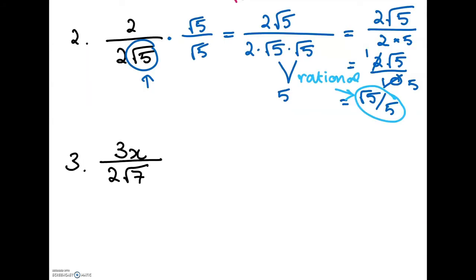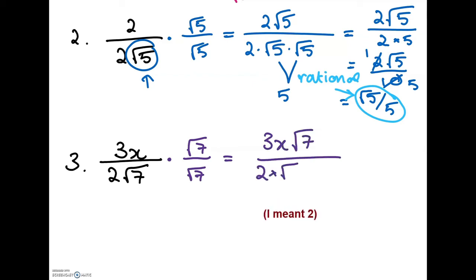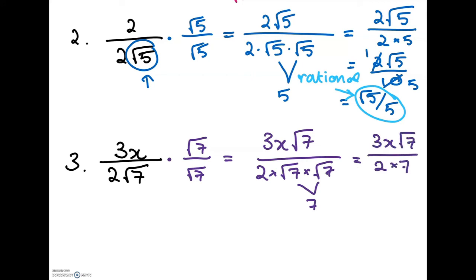So now let's try our last question. We have 3x over 2 times square root of 7. First step, as I said, is to multiply the top and the bottom by your radical, so square root of 7. When you multiply the top, you're going to get 3x times square root of 7. When you multiply the denominator, you're going to get 2 times the square root of 7 times the square root of 7. Square root of 7 times square root of 7 is just 7. So your numerator is going to stay the same, so 3x times square root of 7 over 2 times 7.